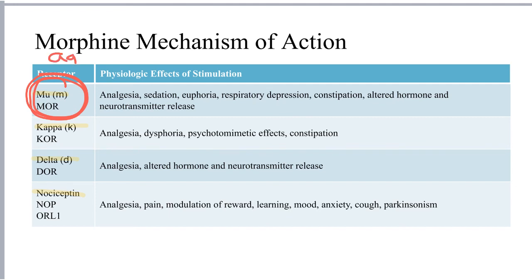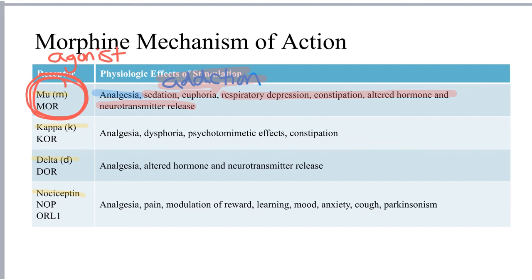Morphine produces both its analgesic effects as well as its addictive effects by activating the mu opioid receptor. In addition, activation of this receptor produces physiologic effects such as sedation, euphoria, which is linked to its addictive properties, respiratory depression, constipation, and altered hormone and neurotransmitter release throughout the body.